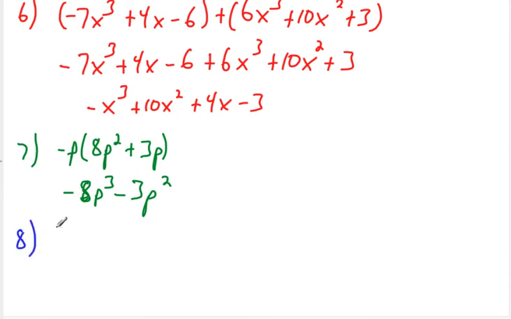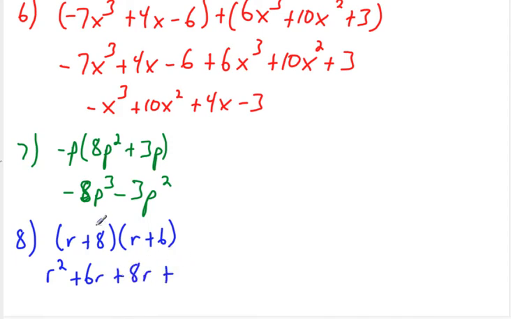r plus 8 times r plus 6. This is just a standard FOIL problem. The firsts give you r squared. The outers give you 6r. Inners, lasts is 48. And then the middles can be combined. So we have r squared plus 14r plus 48.